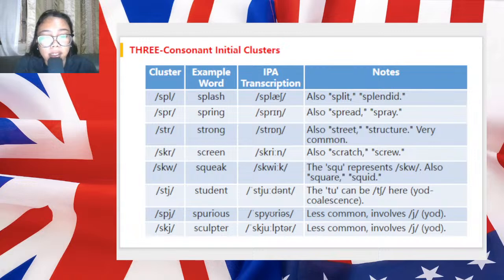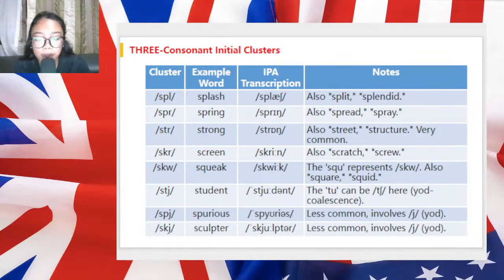Next, we have the SPJ cluster as in spurious. This one is less common, but it's important to recognize. It involves the letter S, then P, which is unaspirated here, followed by the Y sound: spurious.